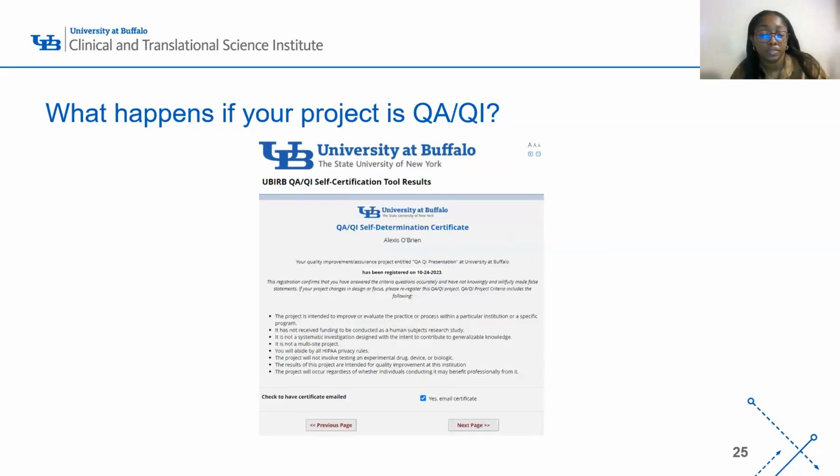The self-determination certificate is displayed on the following page. The project lead can choose not to receive this as an email by unchecking the box at the bottom of the screen right here. Regardless of whether you choose to receive the certificate by email, the PDF of the survey that we just spoke of will always be emailed to you. The certificate will include the project lead's name, name of the project, the location at which the project will occur, and when the project was registered.